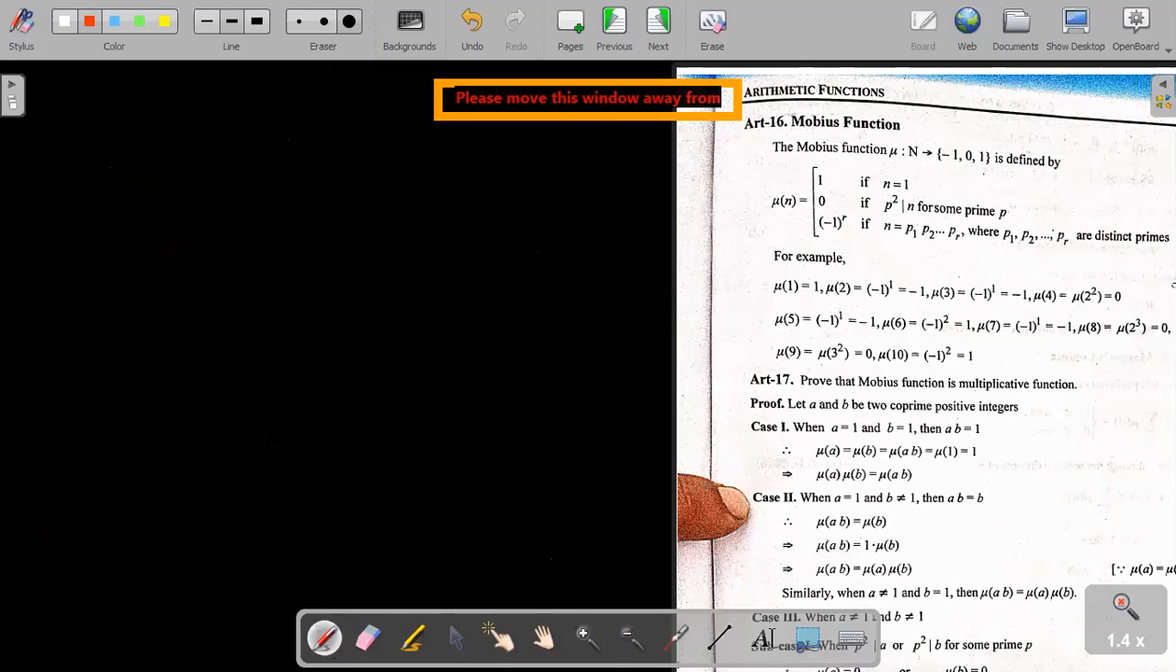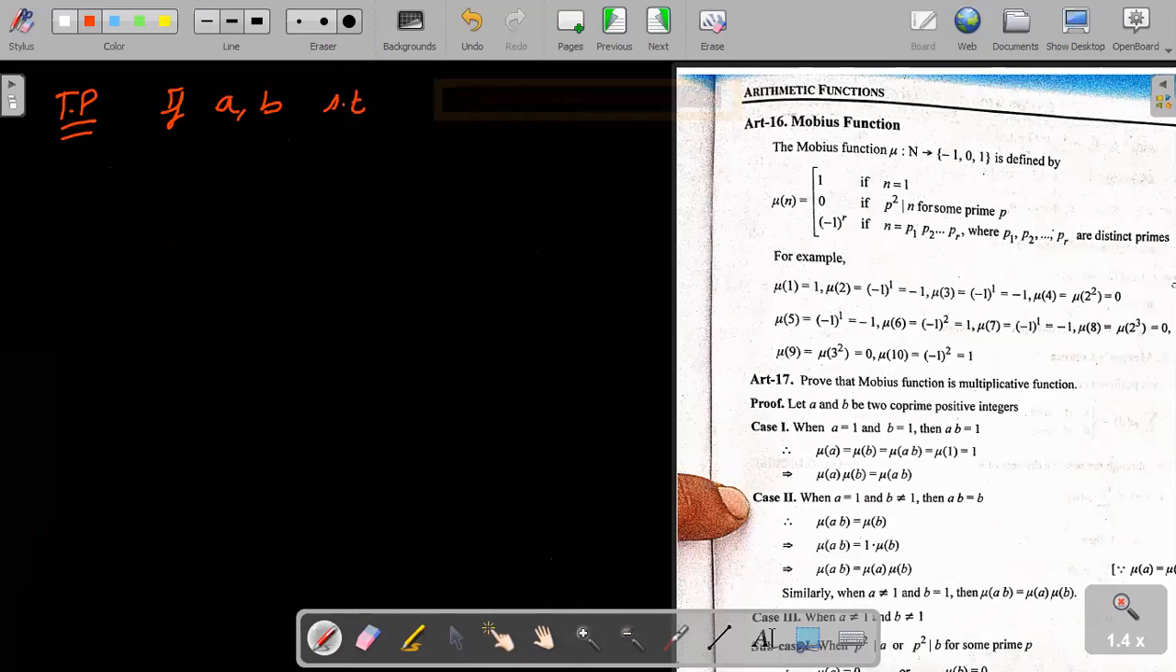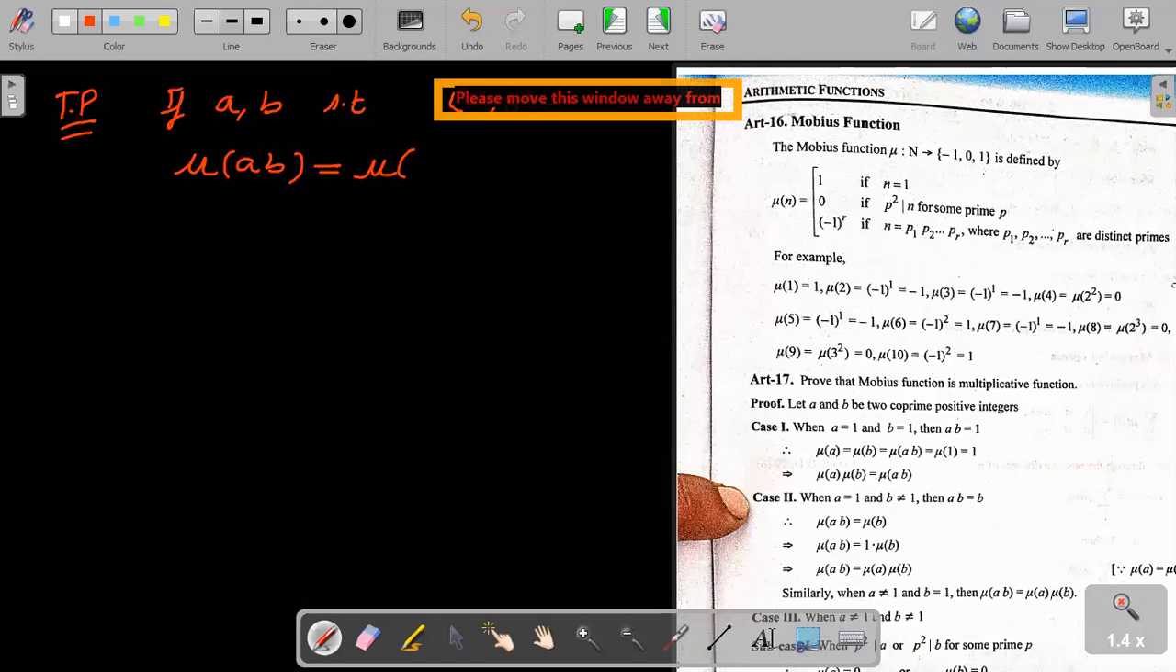So until now, all the functions we have done, we have seen that they are all multiplicative functions. So what do we have to prove? We have to prove that if a and b are numbers such that GCD of a and b is 1, then, for multiplicative, mu of ab, mu of their product, is what? Mu of a into mu of b. So proof-wise it's very easy.